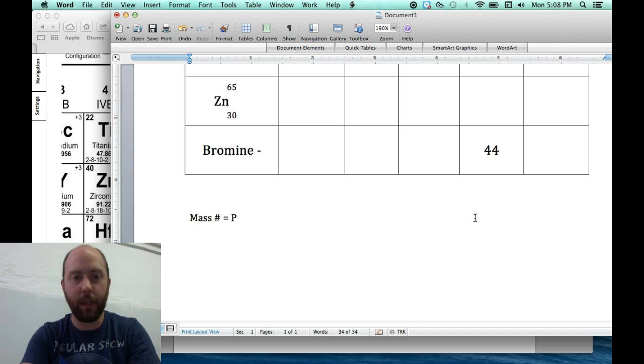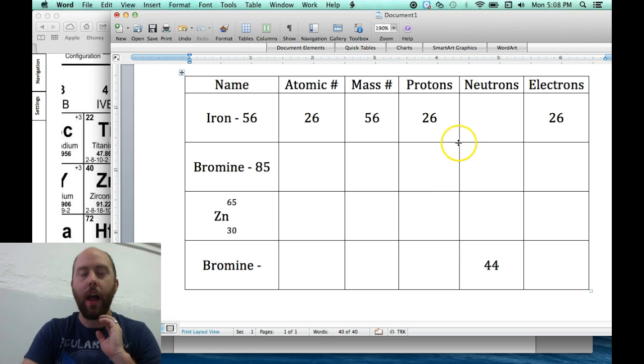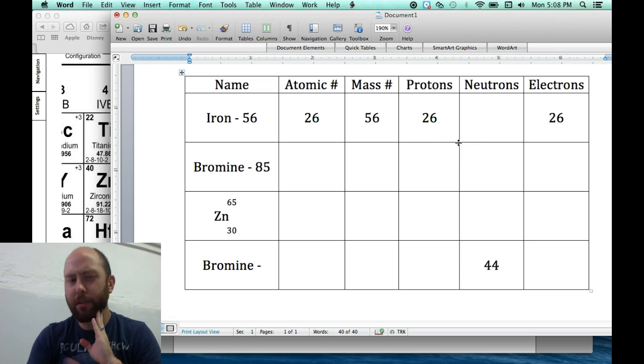Well, I shouldn't say proton number. Number of protons plus the number of neutrons. So, here's where we kind of have a problem. We know the number of protons. We know the mass number, but we don't know how many neutrons there are.